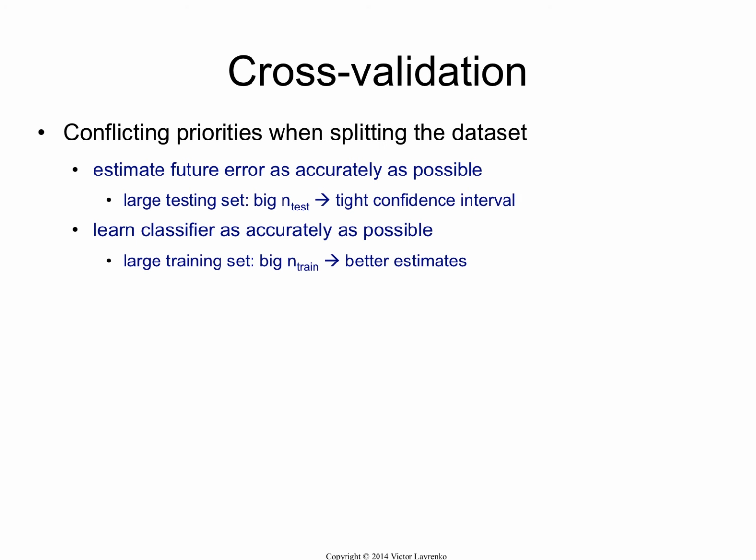On the other hand, you want to build an accurate classifier, and the accuracy of a classifier will be higher if you give it more data. So the more data you give it, the better it will learn. So you would like your training set to be as large as possible. And unfortunately, it's a zero-sum game. You only have so many labeled instances. So the sum of the sizes of the training and the testing set is a constant, limited by how much data you have. So you want to make one as big as possible, but that will make the other smaller.